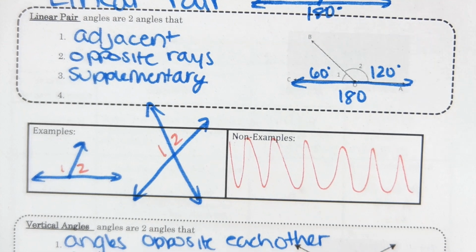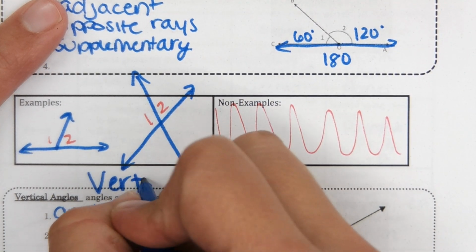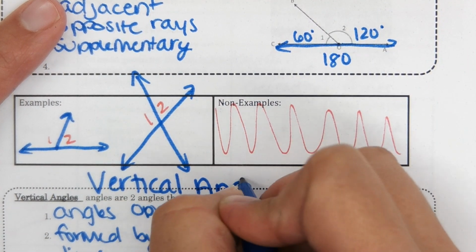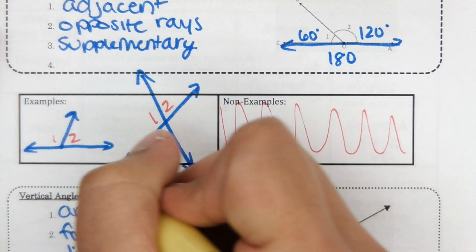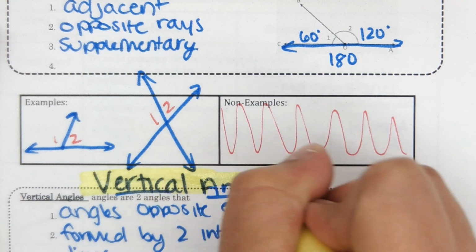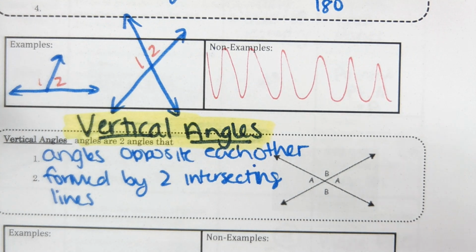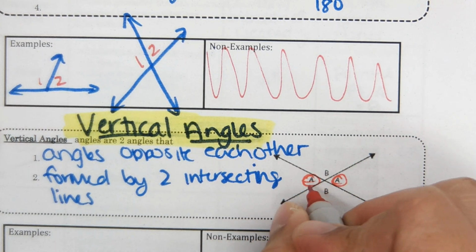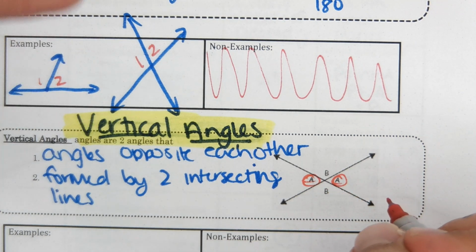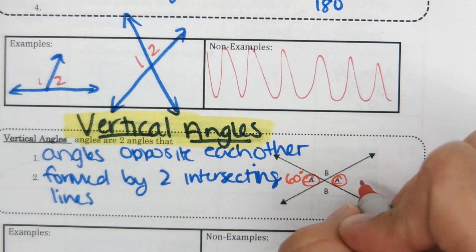Okay, then the next one, vertical angles. If there was like a most popular award for angle pairs, it's this one. This one will show up on literally every test you have in geometry, vertical angles. Vertical angles are opposite each other and they're equal. So for example, angle A here and angle A are vertical angles and they're equal. So if we're told that this is like 60 degrees, then this would be 60 degrees.